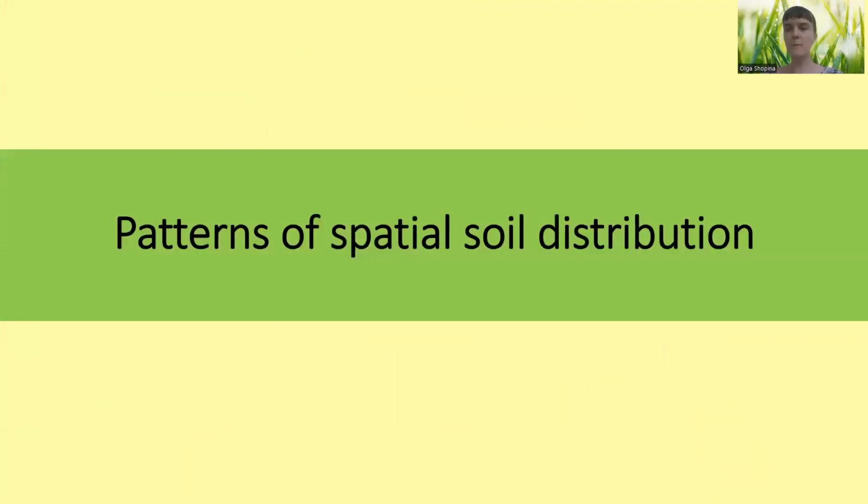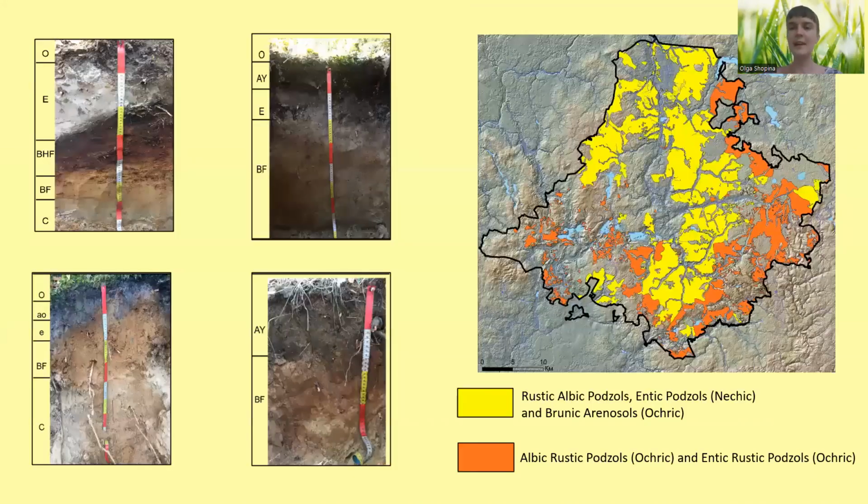The soil map showed the following patterns of spatial soil distribution. The largest area within the national park, mainly in the north and center, is occupied by rustic albic podzols under coniferous, spruce and pine forests. Together with them, anticrustic podzols can be found, as well as brunic arenosols ochric, with weak features of BFe horizon, which are formed due to the weakening of the alpha-humus process. Moreover, on these territories sporadically occur areas of loamy and multi-layered deposits with albic retisols.